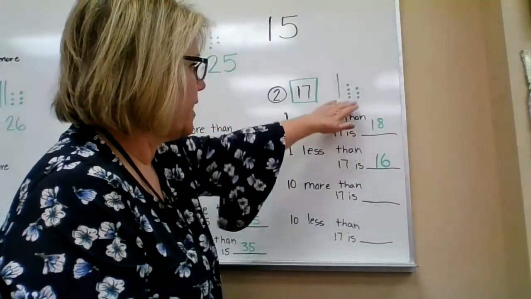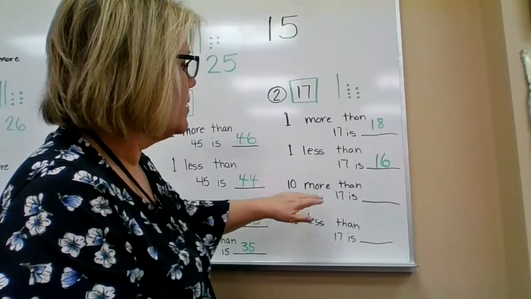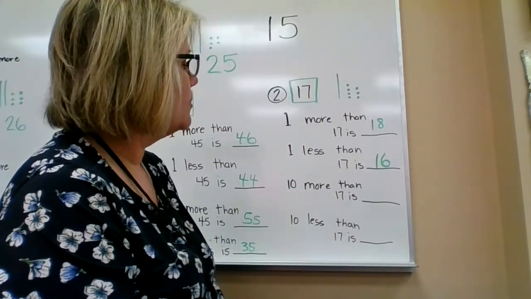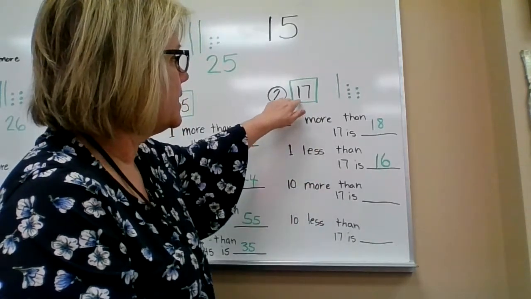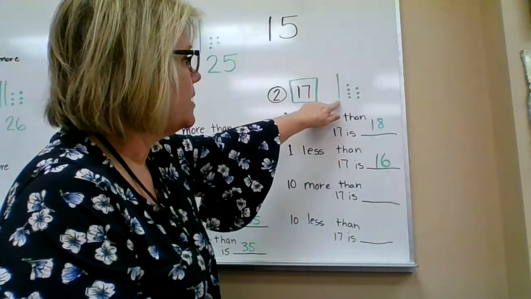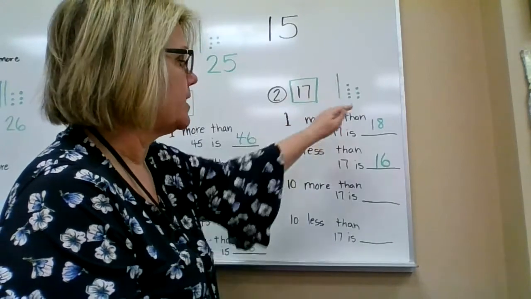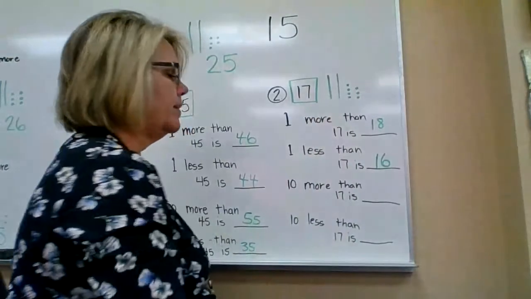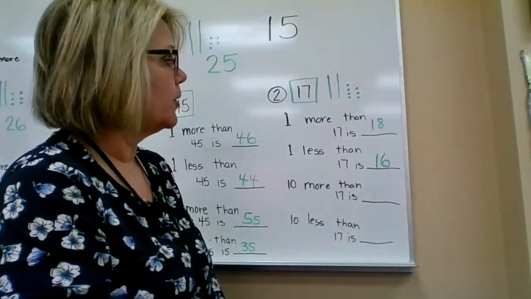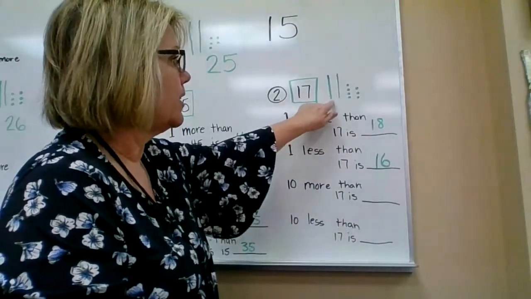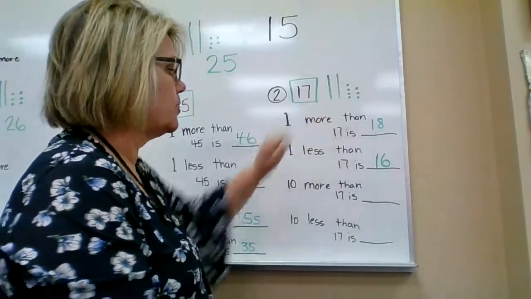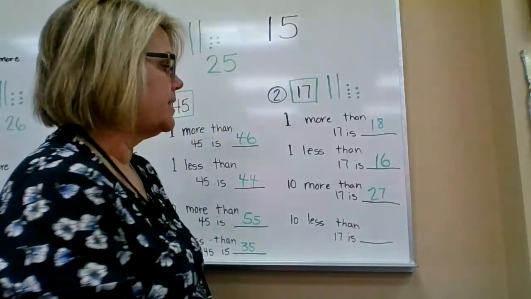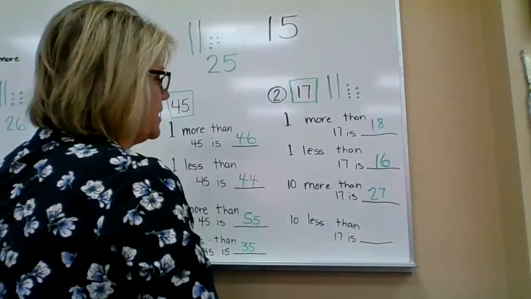All right, here we still have 17. Now we want to show 10 more. 10 more than 17. That means we're looking at the number that is in the tens place. 17 has 1 group of 10 and 7 ones. If we added 1 more group of 10, that changes the number to become 10, 20. Now we have 2 groups of 10. 27 is 10 more than 17.